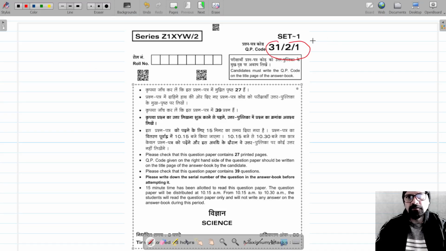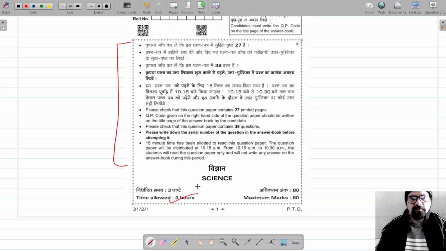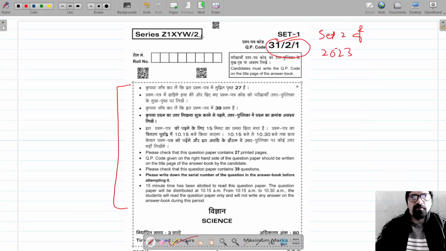This is the paper code. The question paper code. This is the step 3 of year 2026. Okay, and these are the instructions and the time allowed. As you know, it's 3 hours. Maximum marks would be 180.